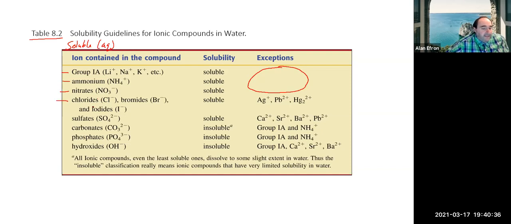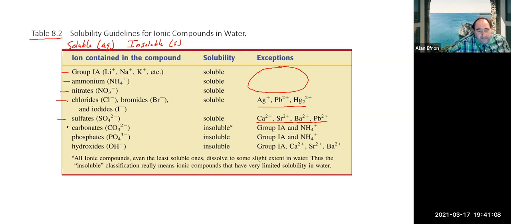Chlorides, bromides, and iodides are also soluble, but there are 3 exceptions, which means if we end up with a chloride that has silver in it, it would not be soluble, but insoluble. We represent insoluble with a solid symbol next to the formula. Sulfates are typically soluble, but there are some exceptions: calcium, strontium, barium, and lead.